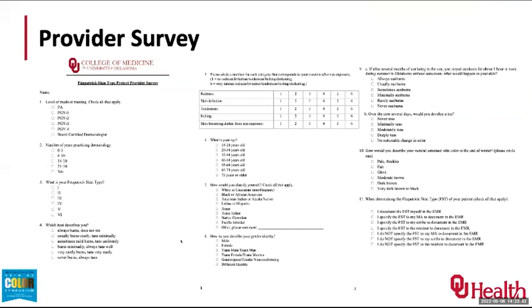And here is a copy of our provider survey. So many of the questions were overlapping, but we did also ask the provider's level of training, along with how many years they've been in practice, along with the provider's own Fitzpatrick skin type. And lastly, here in question 11, we asked how the provider determines the Fitzpatrick skin type of the patient.